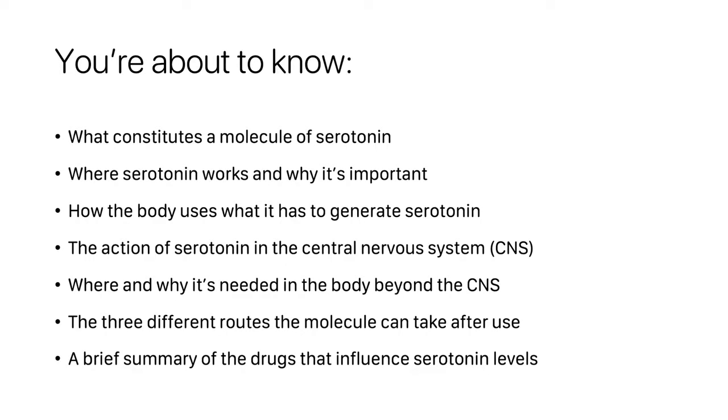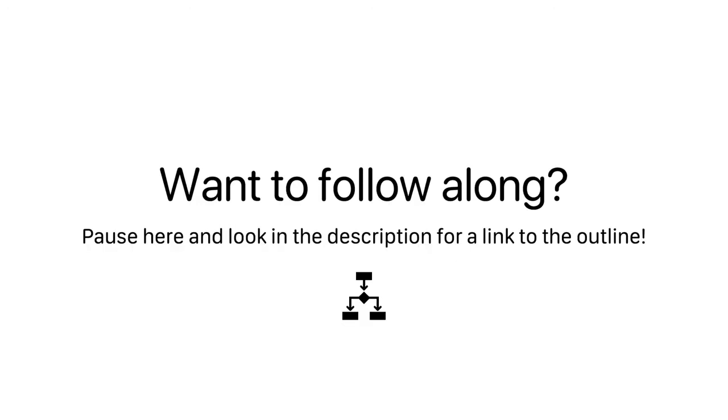To help break that down, here's a page of the topics you'll have knowledge on at the end of the video. What constitutes a molecule of serotonin? Where serotonin works and why it's important? How the body uses what it has to generate serotonin? The action of serotonin in the central nervous system? Where and why it's needed in the body beyond the central nervous system? The 3 different routes the molecule can take after use, and a brief summary of the drugs that influence serotonin levels. If you want a visual of how this presentation is put together, go ahead and pause the video now. You can find a link to the outline in the video description below.